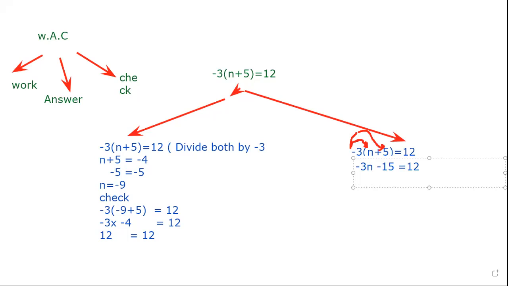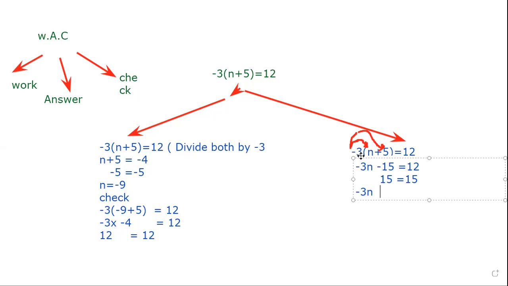It's negative 3n minus 15. So what is the additive inverse for negative 15? It will be positive 15. So we will add 15 to the right side and we will add 15 to the left side. Then the answer will be negative 3n. We will add negative 15 plus positive 15, and we will cancel them together.